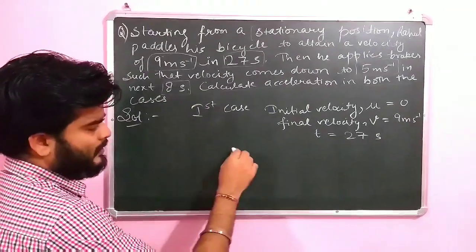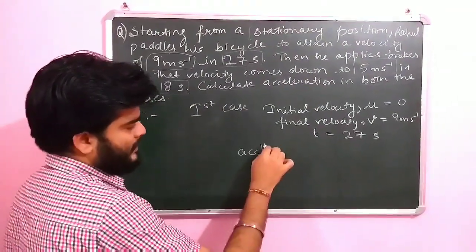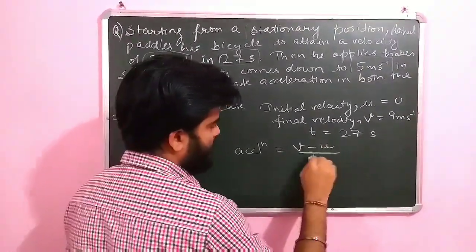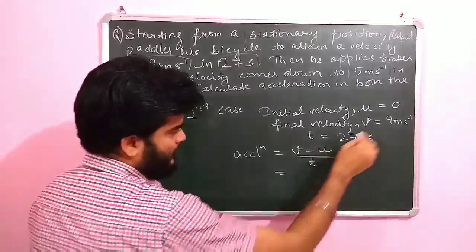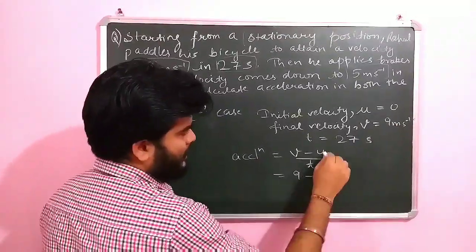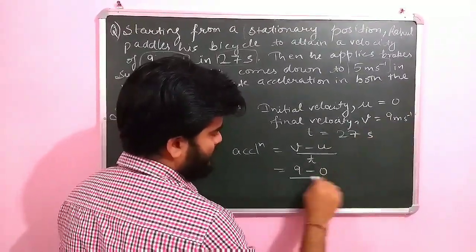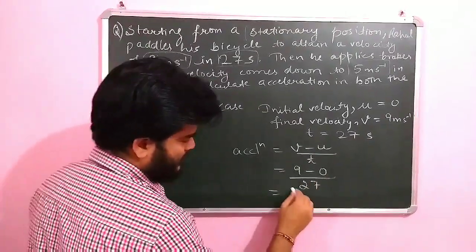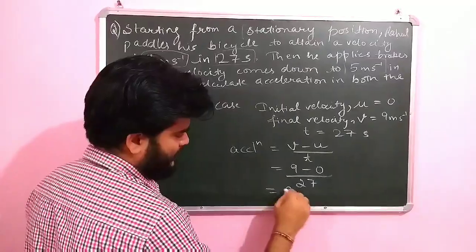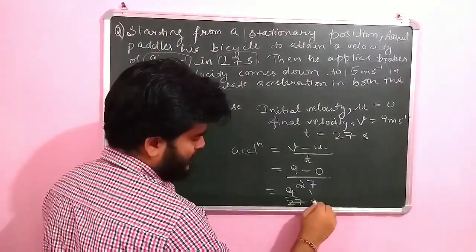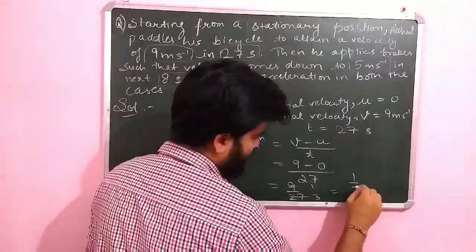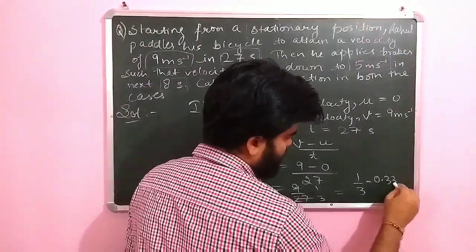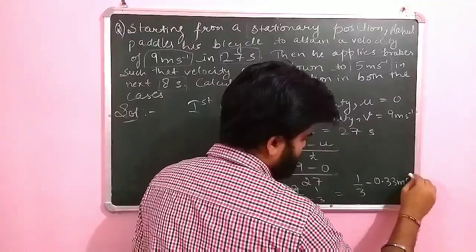What was the formula of acceleration? Acceleration was v minus u upon t. V is what? 9, u is 0, upon t is 27. So 9 by 27, when you cut it down, it will come out to be 1 by 3 or 0.33 meter per second square.